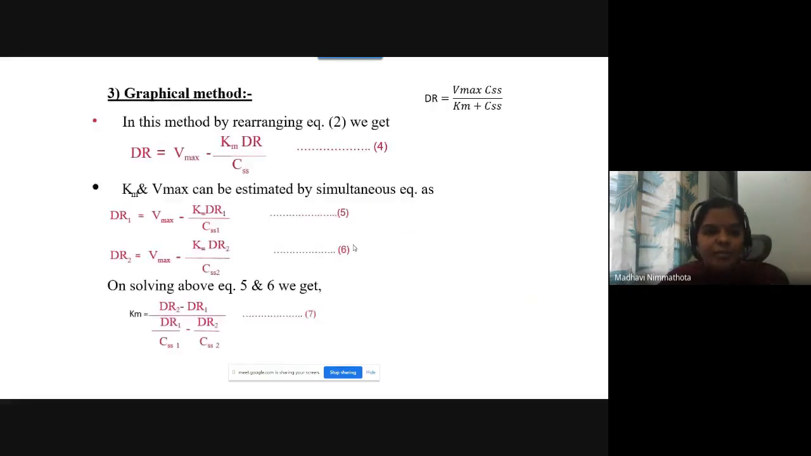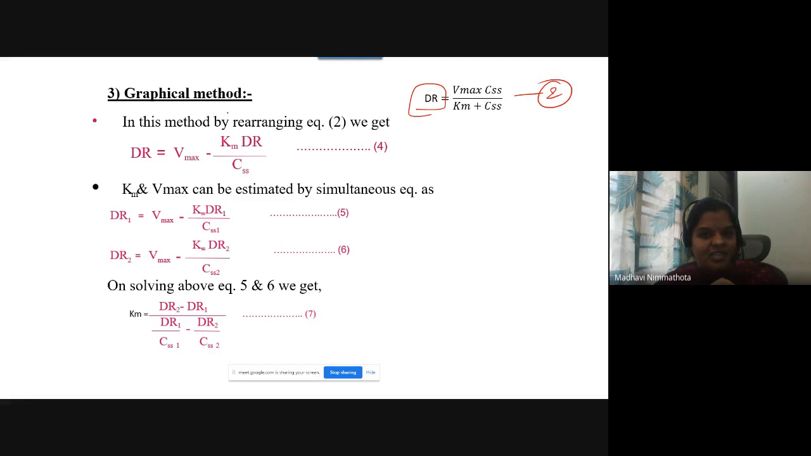And the third important one is the graphical method. This is a very simple method. It is also used to estimate the Km and Vmax at the steady state rate. By derivation of these equations, first you write our basic equation of steady state plasma drug concentration, how you can calculate the DR. This is our equation number 2, the basic equation. So first everyone has to write this equation. DR is Vmax into CSS divided by Km plus CSS.